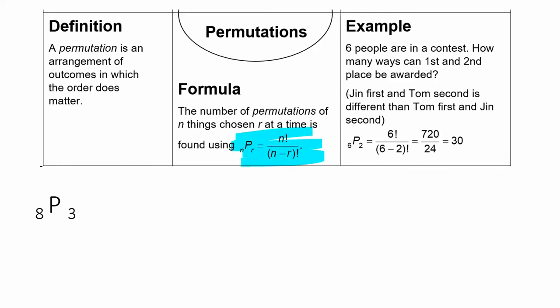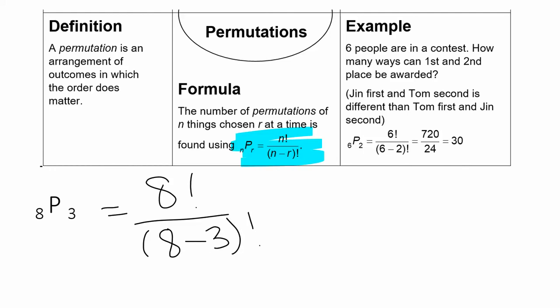So our formula for permutations is n factorial, where n is the number of items we have to choose from, divided by n minus r factorial, where r is the number of things we want to pick. Let's look at this example. Our problem is 8, pick 3. So n is our total number of items, so 8 factorial, divided by, on the bottom, we subtract those. So we want 8 minus 3 factorial.